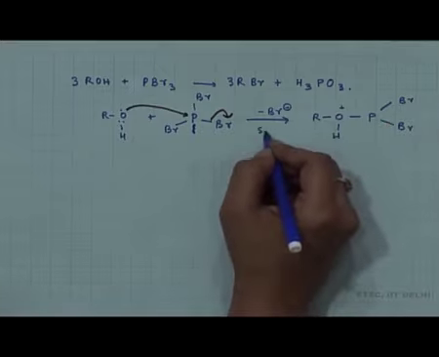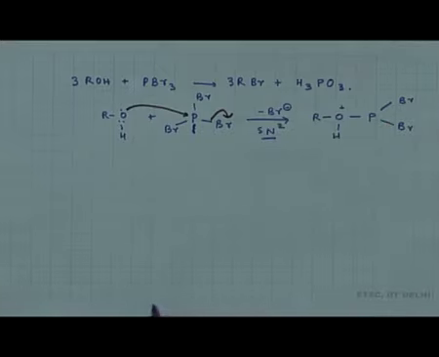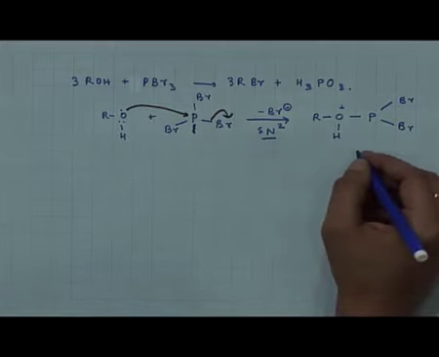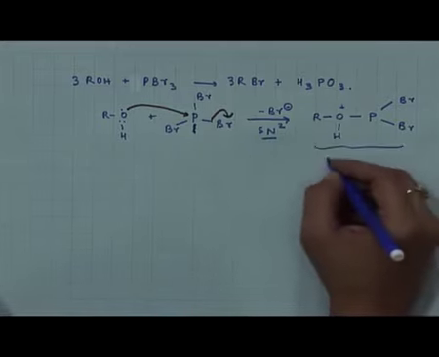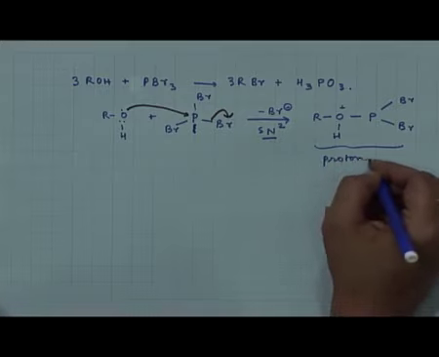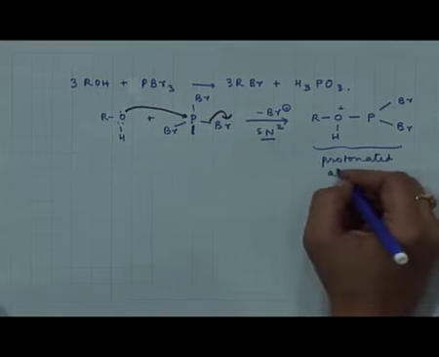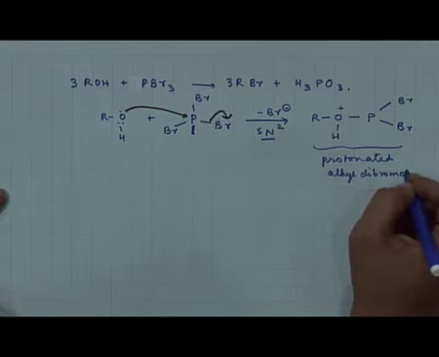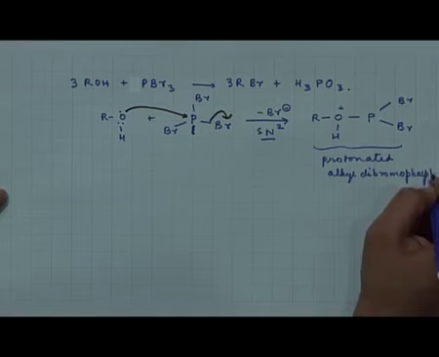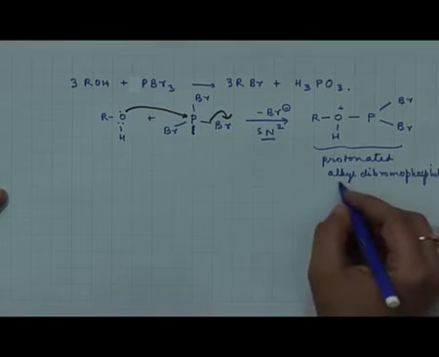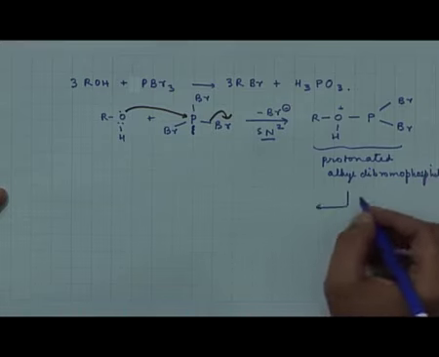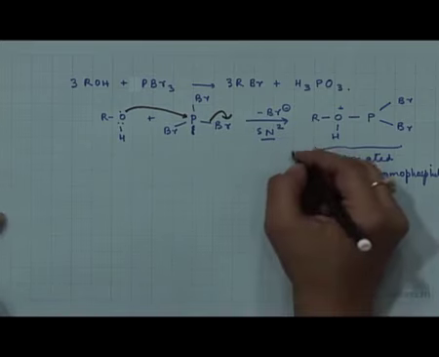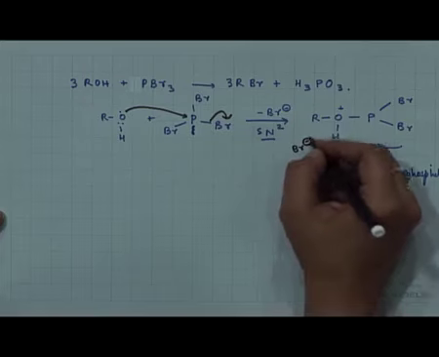Okay, so, this is kind of an SN2 type of displacement in this case, that the Br- leaves, this comes, and then this is a protonated alkyl dibromophosphite. Okay, this is a protonated alkyl dibromophosphite, and this then in the presence of Br-, essentially the same thing is happening as was in the previous case.